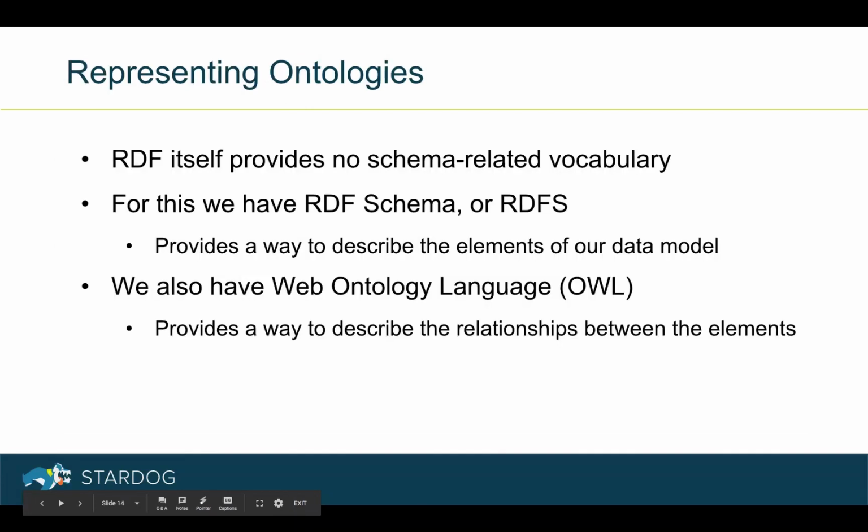Now that we've seen how to describe the data itself with RDF, however, RDF doesn't provide us with any kind of vocabulary to define our schema or the structure of the data. So for this, we have RDF schema, or RDFS, for the basics, and then web ontology language, or OWL, to even better define the relationships between our data elements.